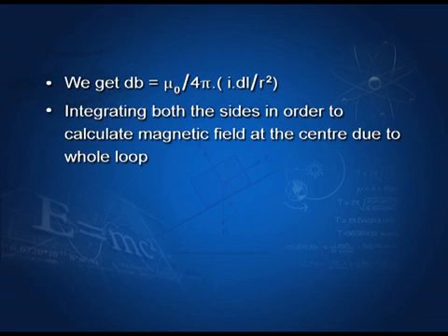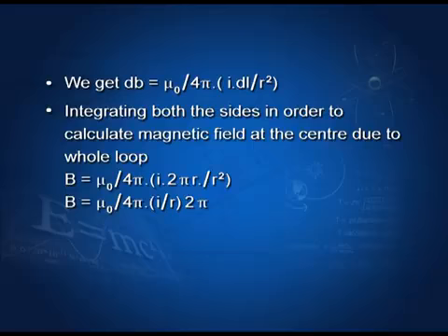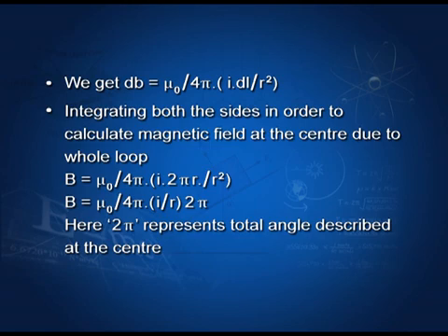Integrating both the sides in order to calculate the magnetic field at the center of the circular loop due to the whole conductor, we get B equals mu naught upon 4 pi, I 2 pi r divided by r squared. Here 2 pi r is the whole circumference of the conductor. That means we can say B equals mu naught upon 4 pi, I upon r into 2 pi. Here 2 pi represents the total angle described at the center.